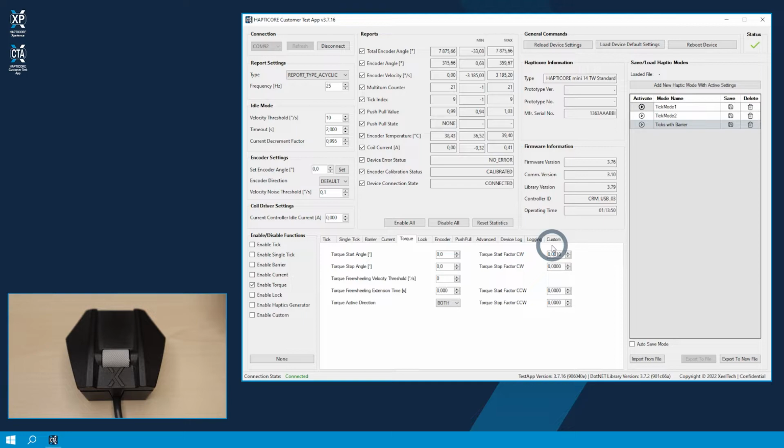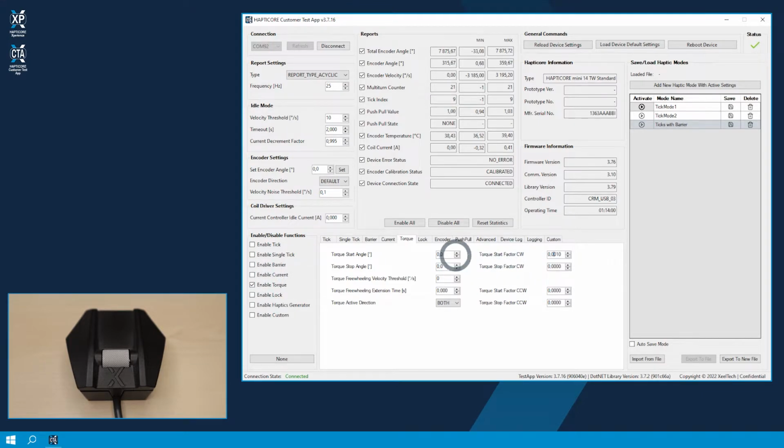In other words, the current function uses a constant current for a basic low rotation resistance at a lower rotation velocity and decreased friction at a higher speed, while the torque function adjusts the coil current depending on the rotation velocity, using a factor for a more constant haptic feedback.